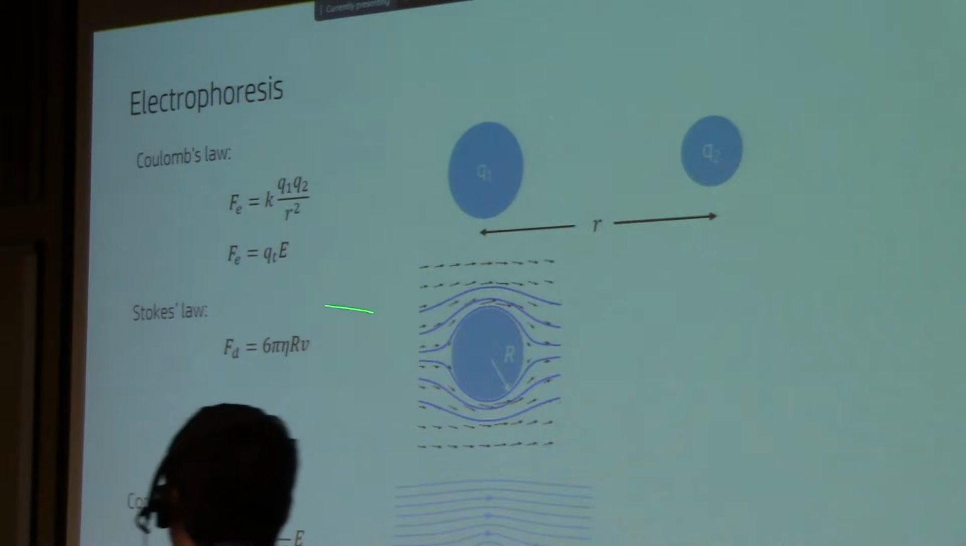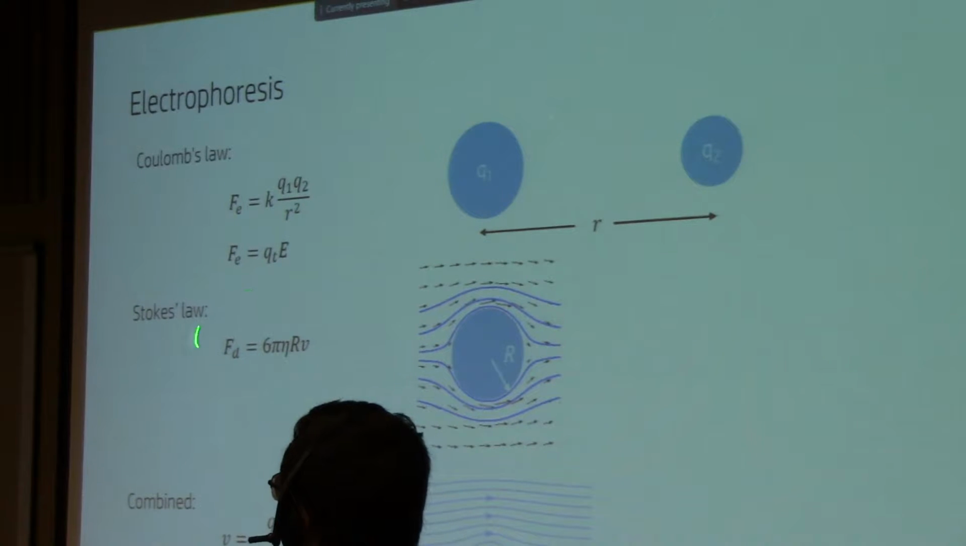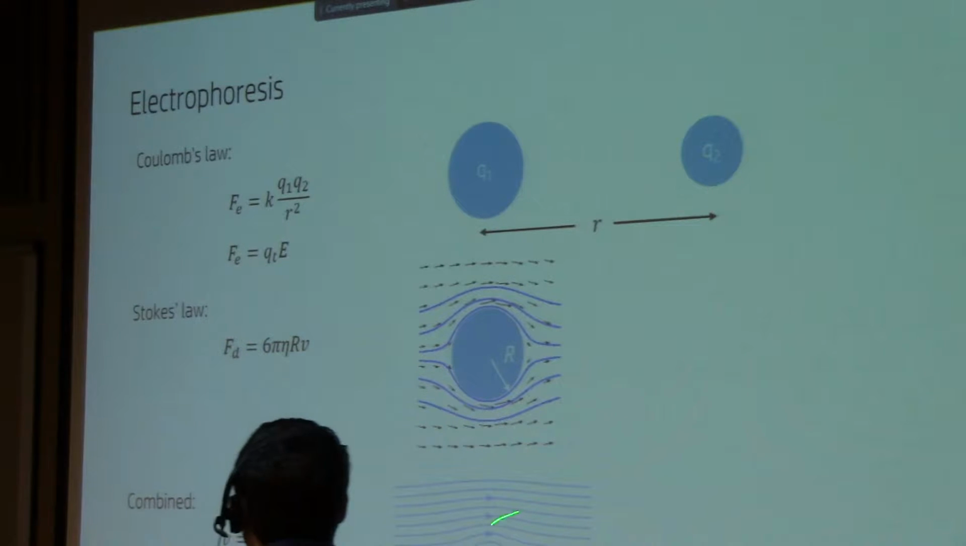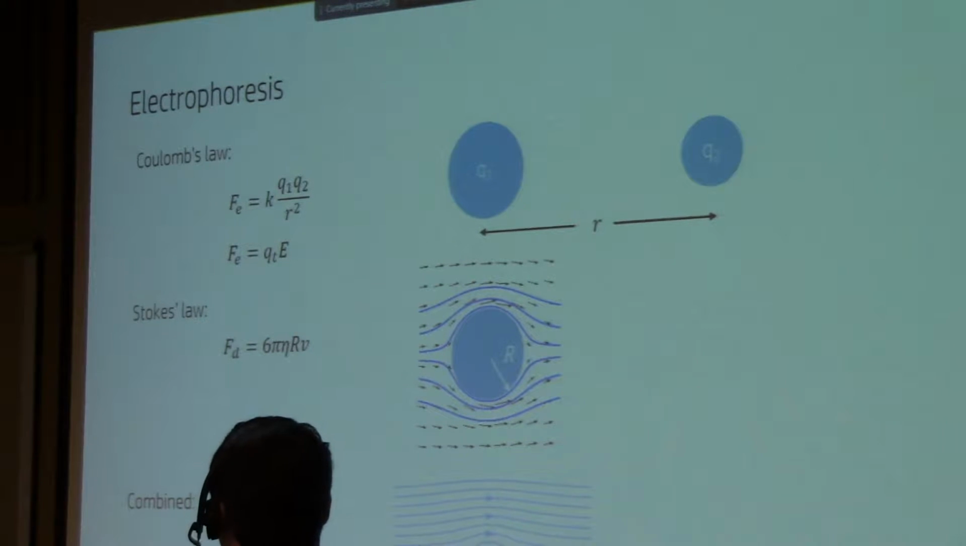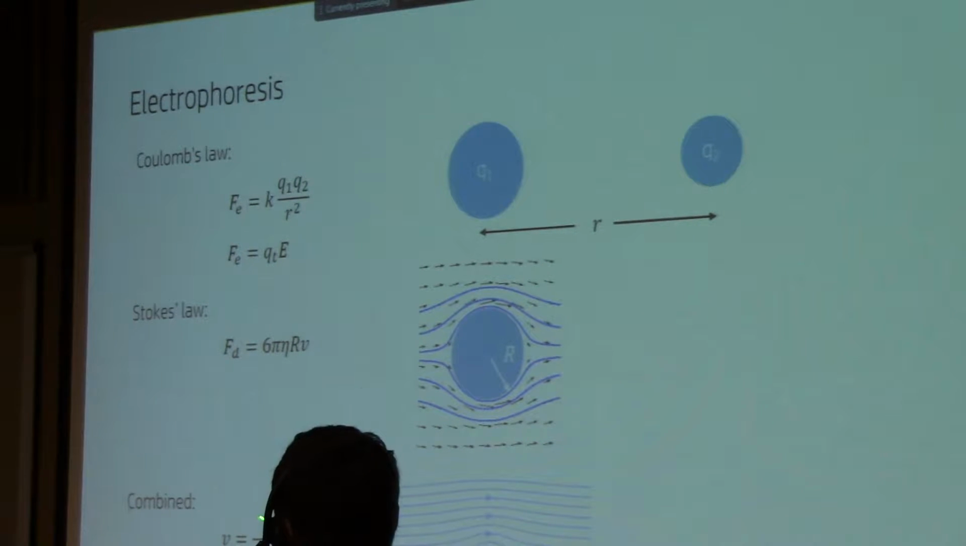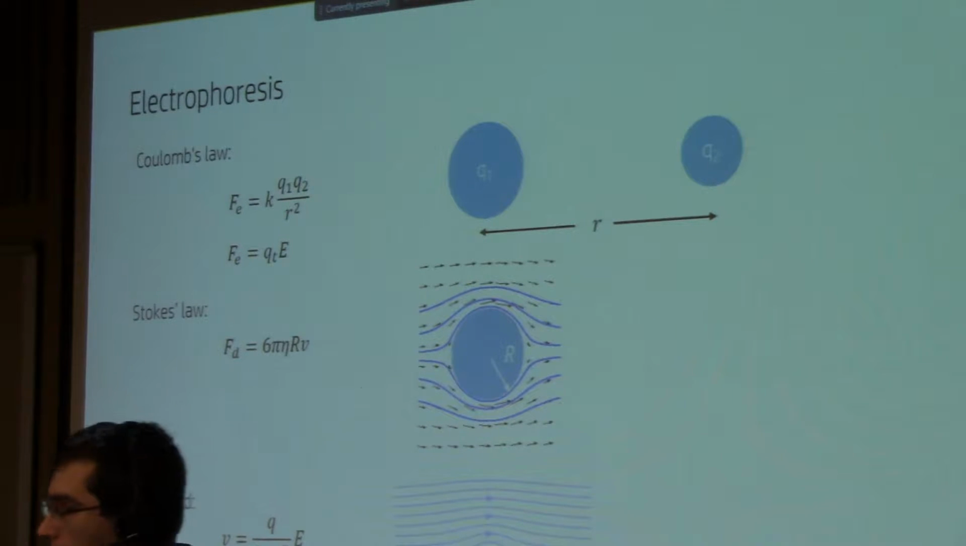So this is a fairly powerful law, even though it's very simple. You can use this for very small things, even ions. If you combine this with the electric force equation, and balance the forces on this body, you find that the velocity is proportional to the electric field, proportional to the charge, and inversely proportional to the radius and the viscosity. This entire proportionality you call the electrophoretic mobility.